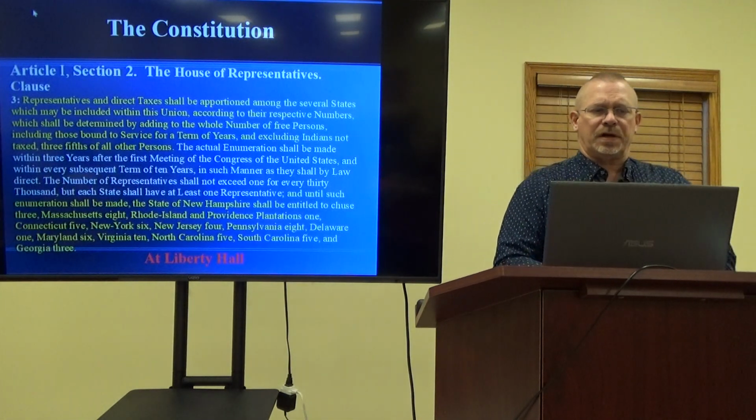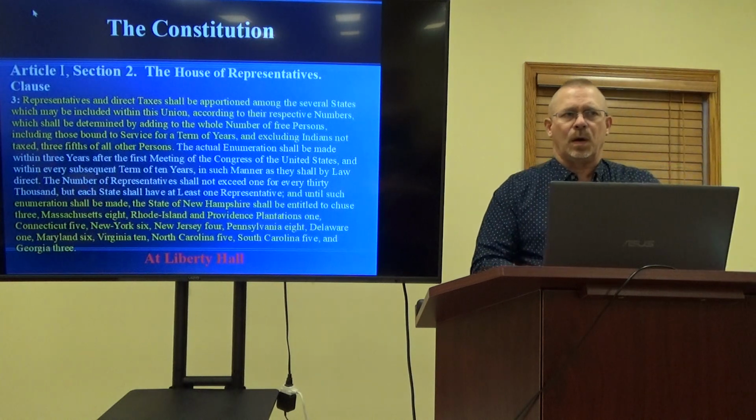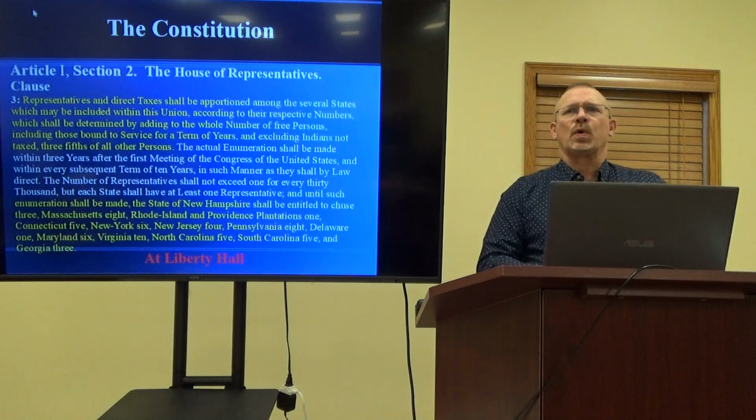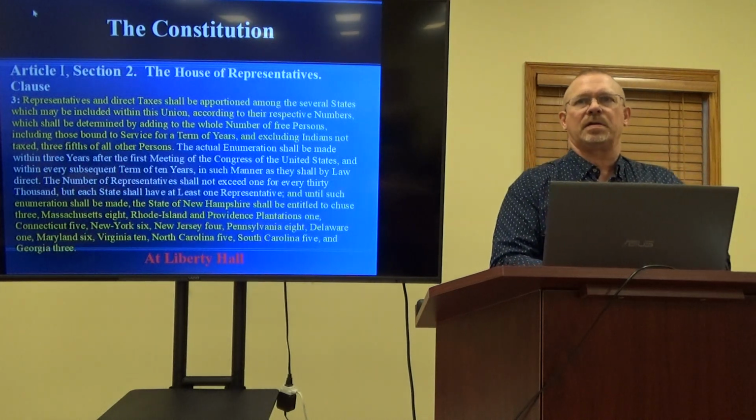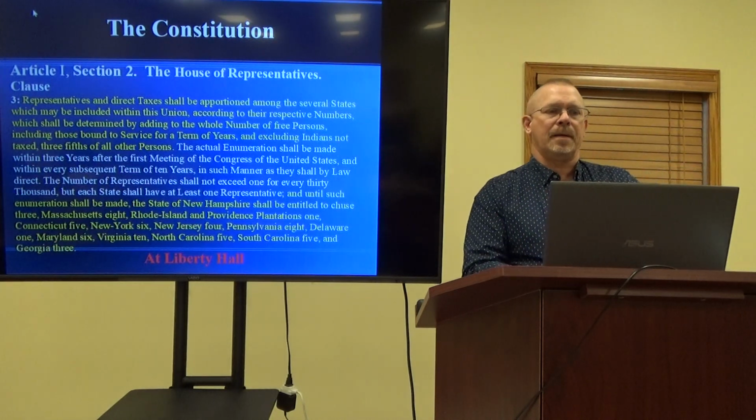Article 1, Section 2, Clause 3. Notice in the yellow, those words have been struck from the original Constitution by a particular amendment. Okay?